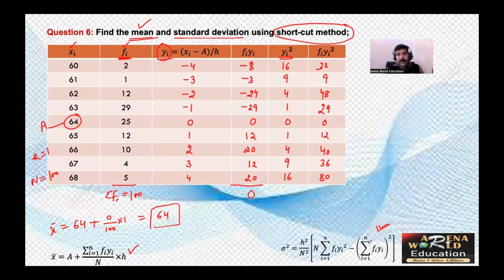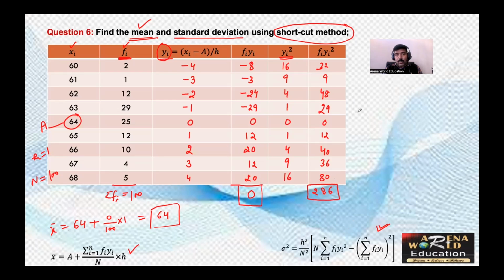Now to apply this formula, we need summation fi yi square. So what is the sum? This will be equal to 286. So now look at this formula. We need h. H is already calculated, it is 1. N is 100. Summation fi yi square is equal to 286, and summation fi yi is equal to 0, right? So we have calculated all the required terms.